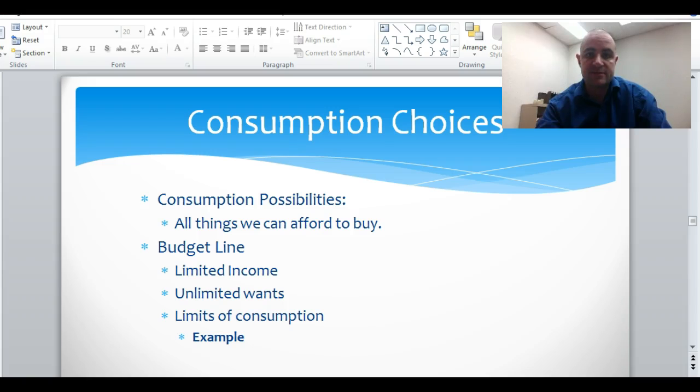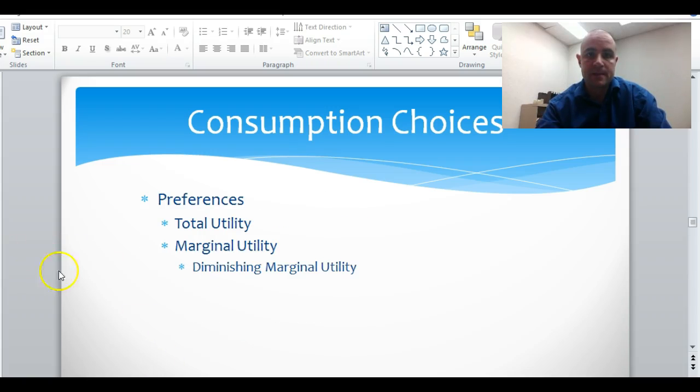The next part that we have to look at is preferences. When we look at preferences, we talked about this pretty extensively with demand and elasticity, but the main thing that we look at is our total utility. As a reminder, utility is a measure of happiness or satisfaction, where the basic idea is the more utility you have, the happier you are. So your goal in life is to obtain more utility.